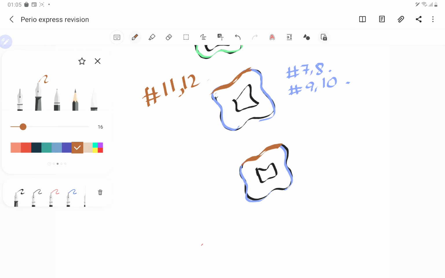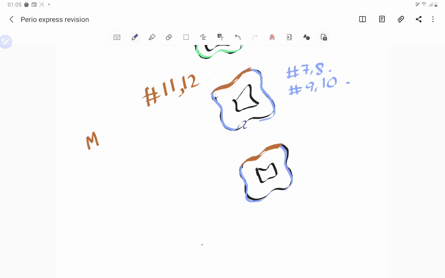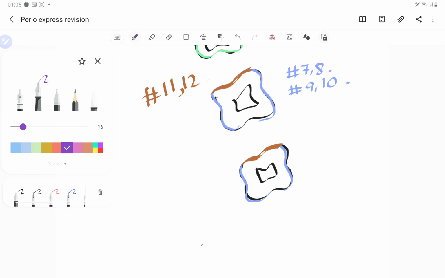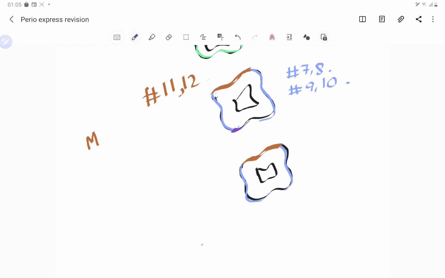Now 13, 14 guys is our distal surface. So this is the distal surface, the 13, 14. Now 15, 16 and 17, 18 are the modifications for 11, 12 and 13, 14.